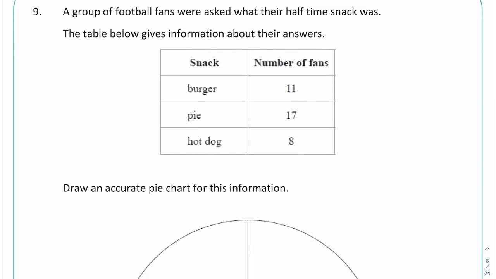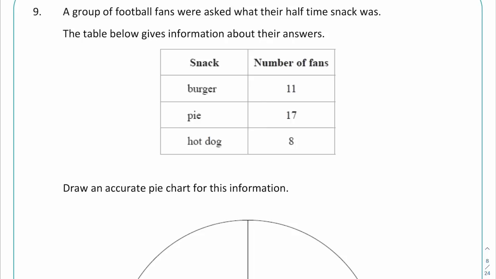Okay, so for this one, we are going to be drawing a pie chart. So what we are going to do is flip over to another app so that we can actually get the protractor out and have a go at this one. So before we get the protractor out and draw it, let's actually find the size of the angles, then we can just do the other part nice and quick.